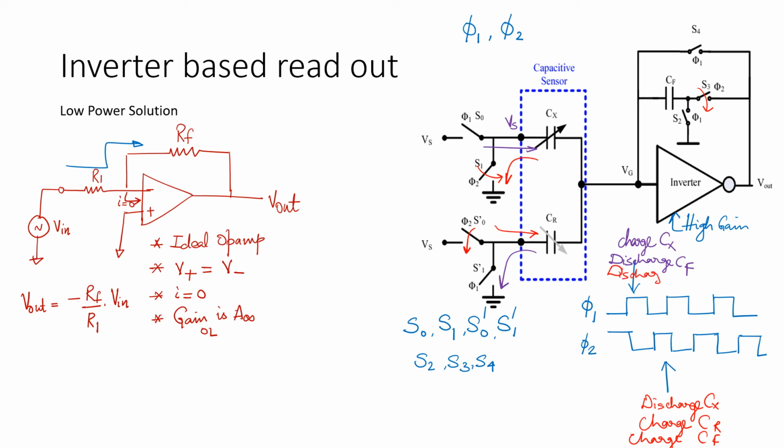So if you see here, CF and CR work together. So that means they are doing charge amplification somewhere. And CX is opposite to their performance. So you will charge CX in one cycle, discharge CX in the other cycle. Now, this is the understanding of how the capacitor sensor works.